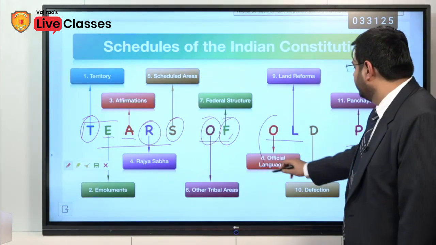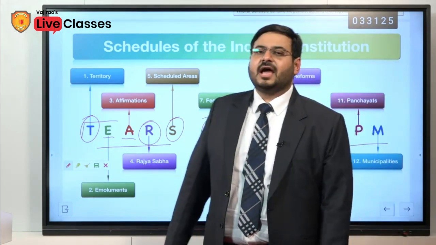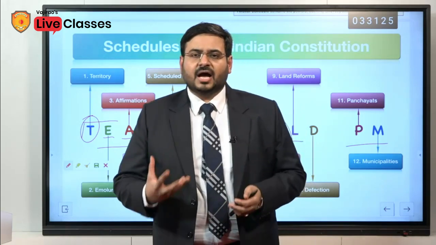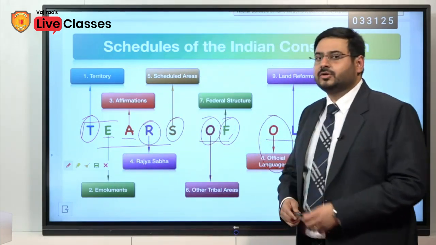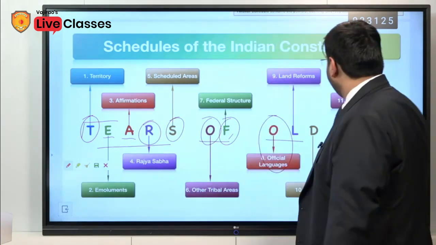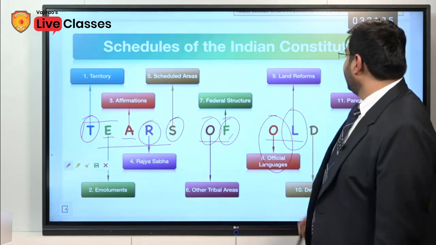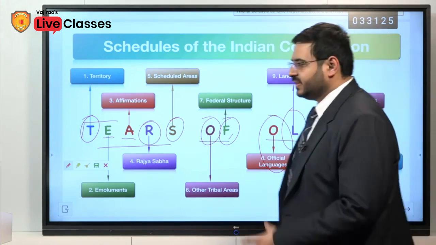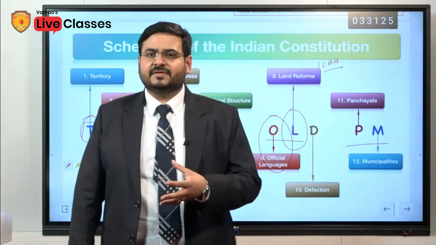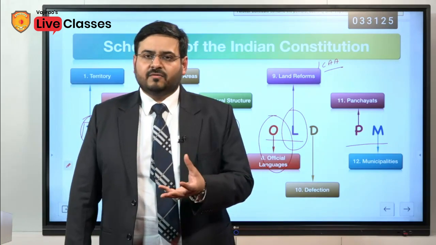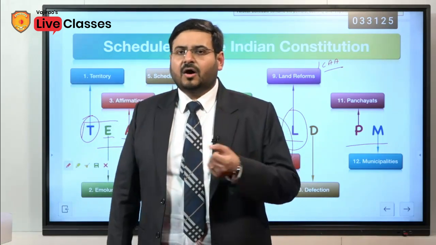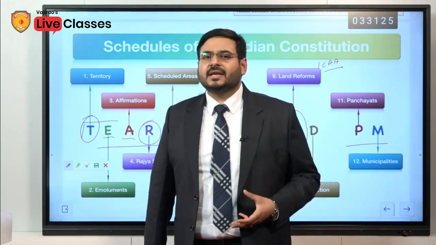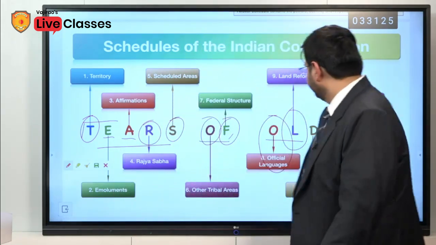Then the 8th schedule talks about the official languages. There are 22 official languages in our country, which are mentioned in the 8th schedule of the Constitution of India. Then the 9th schedule, which was added through the first Constitutional Amendment Act, deals with land reforms. It deals with certain laws that are made for the acquisition of land, laws that are made for the ceiling of land, and the laws that are made for bringing land reforms. That is there in the 9th schedule.